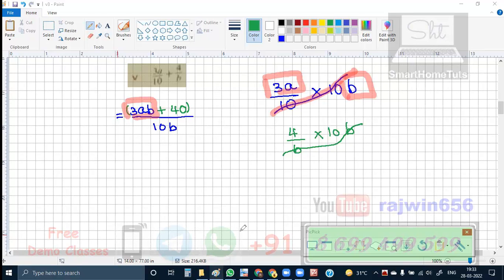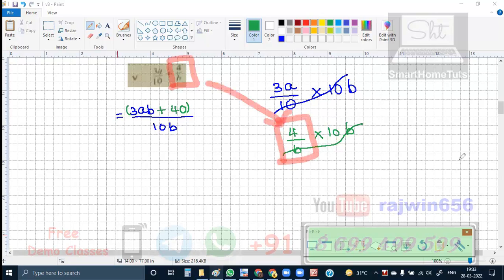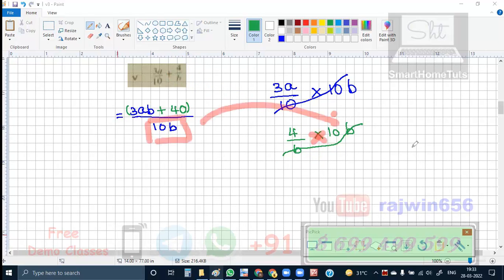Then the second term, what is there? 4 upon b. I have written 4 upon b here. Then I have multiplied this with the LCM. The LCM is 10b, which I have written here.